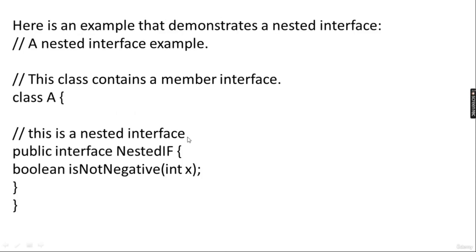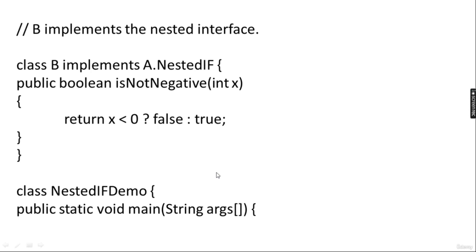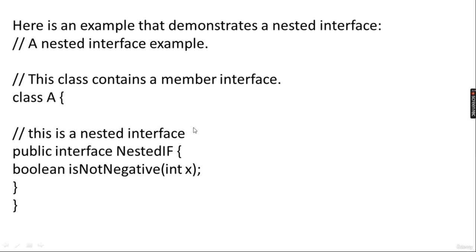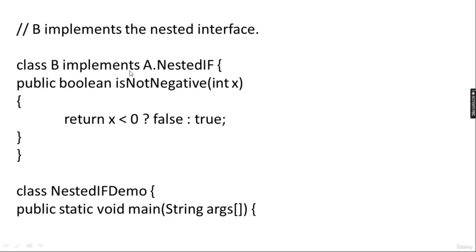Public interface NestedIF, boolean isNonNegative, integer x. Then B implements the nested interface. B implements A dot NestedIF. Why is it written like this? Because A is a class name, dot interface name. A dot NestedIF.